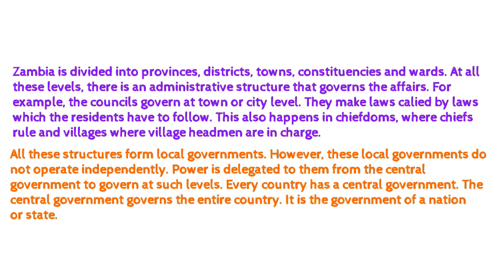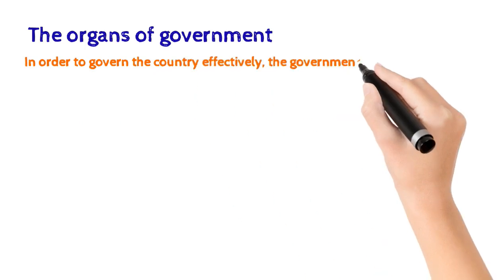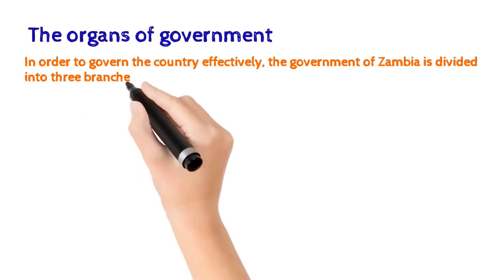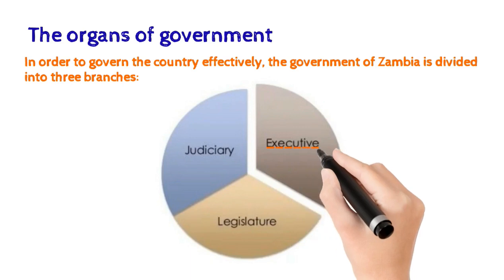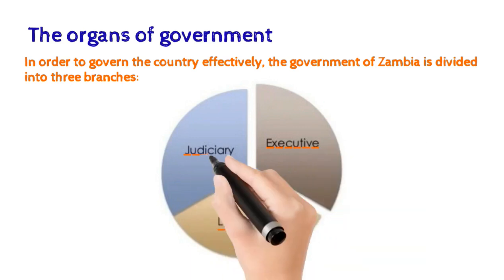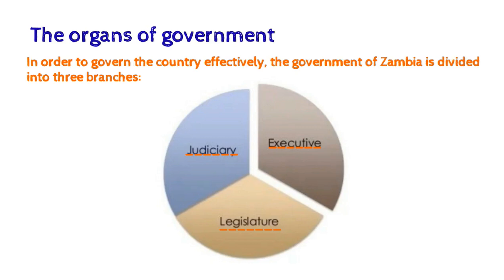Every country has a central government. The central government governs the entire country. It is the government of the nation or of the state. In order to govern the country effectively, the government of Zambia is divided into three main branches, namely the executive, the legislature, and the judiciary. Now let's look at the three organs of government in detail, and we start with the executive.